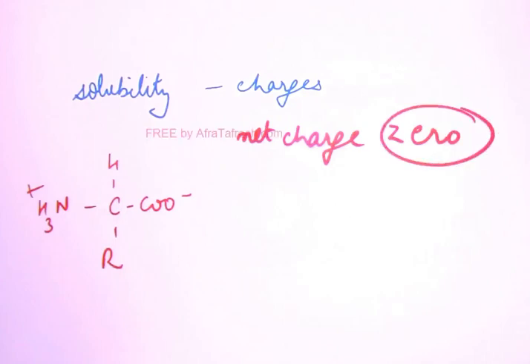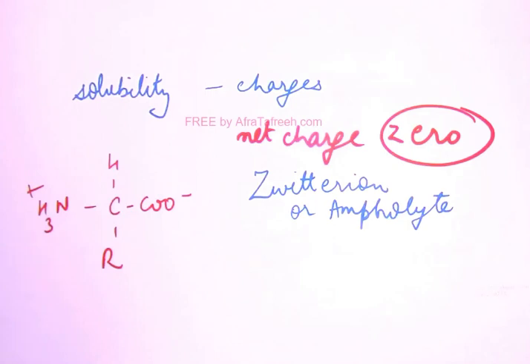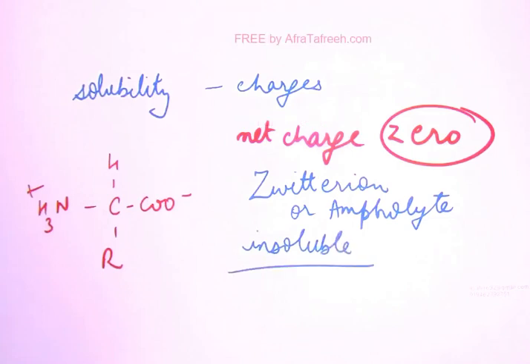This kind of structure is known as zwitterion. Z for zero, Z for zwitterion. It is also known as ampholyte. This kind of structure has no charge. I told you solubility is because of charge. So this kind of structure will be insoluble now. And because it is insoluble, it will precipitate out of the solution.